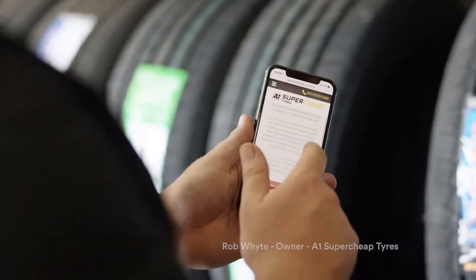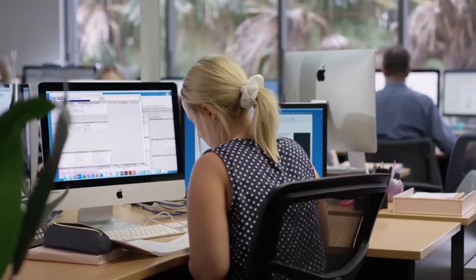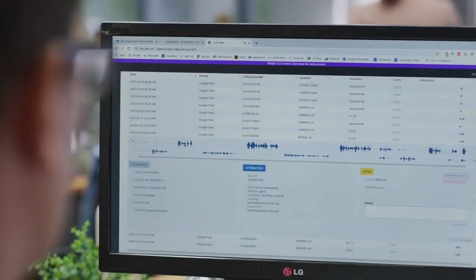Digital marketing at A1 Supercheap Tyres is paramount. With having local search on board, they're definitely a part of our business. They are like having a marketing team of your own. It's by far the most important thing to this business and surviving and growing.